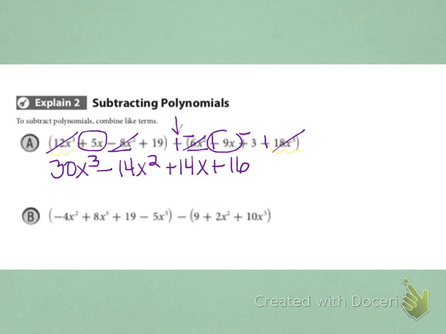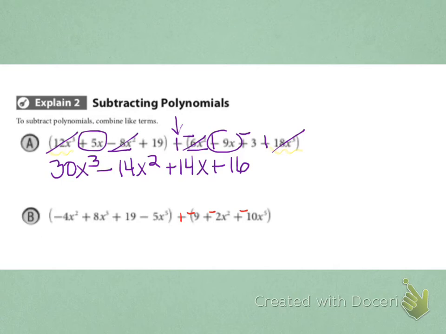Okay, let's try another one. So again, anytime I'm subtracting, my very first step is to change to addition of the opposite. So I'm going to change this to a plus, and then everything that comes after it, I'm going to change the sign to whatever the opposite was, and these were all positive that came after the negative sign, so they all became negative now. So that's addition of the opposite, and now all I have to do is combine my like terms by adding.